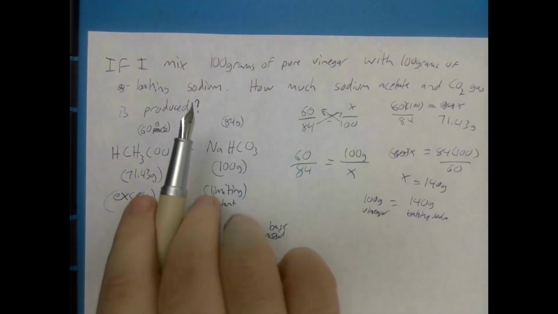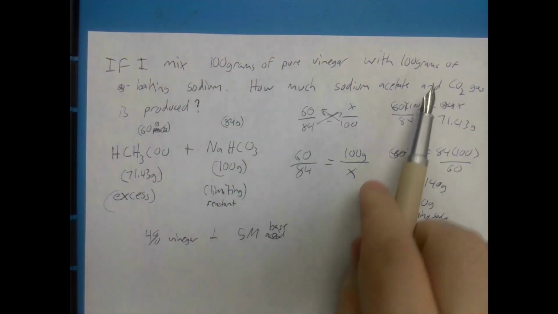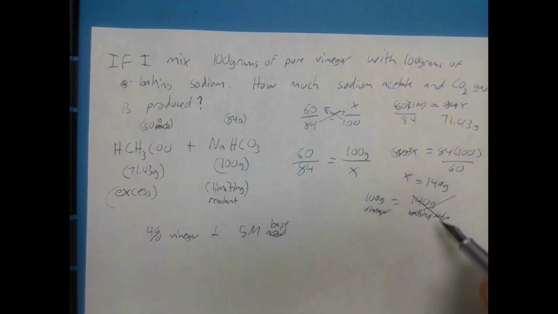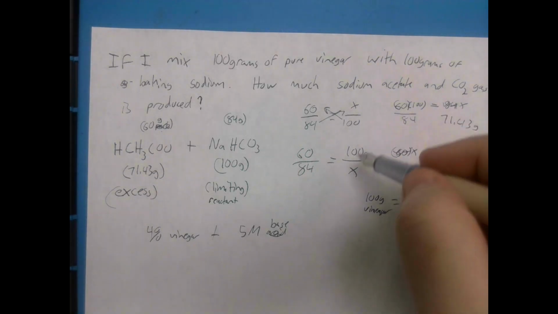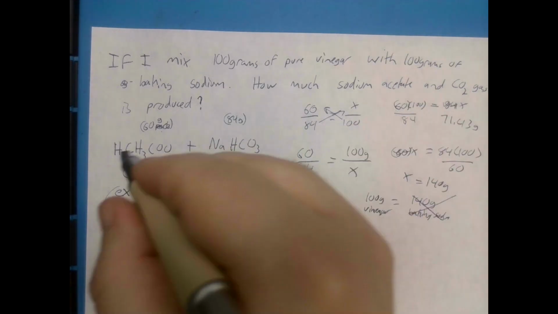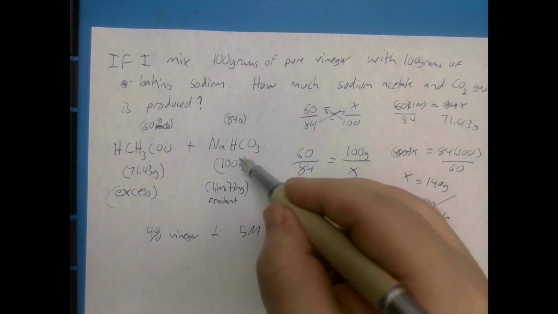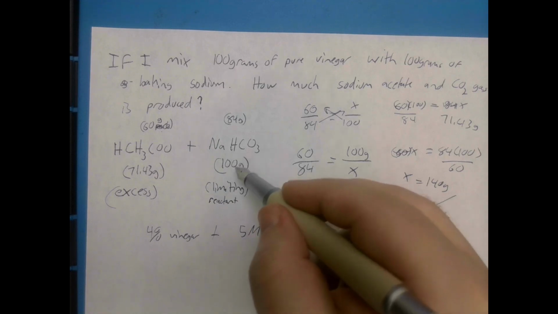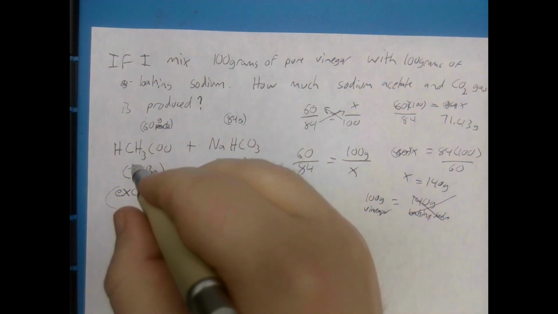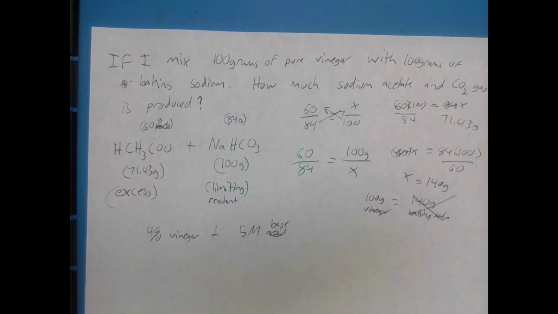But my question says I have 100 grams of vinegar and 100 grams of baking soda. You can see that I'm trying to use more baking soda than I have allowed. So this is impossible, which means I guessed wrong on what was in excess. What was in excess is the vinegar. So I'm assuming I'm using 100 grams of baking soda, which means that only a certain portion of the vinegar is going to actually react.